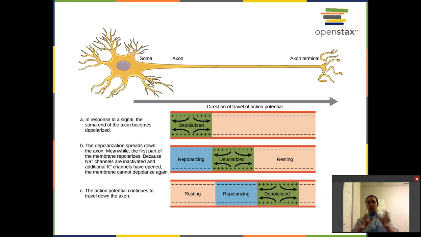Can everybody visualize this? This is going to move down the axon like a bolt of lightning. It's going to start on the left and move to the right, but by the time it gets to the right end of the axon, the left end has already reset and is ready to fire again.